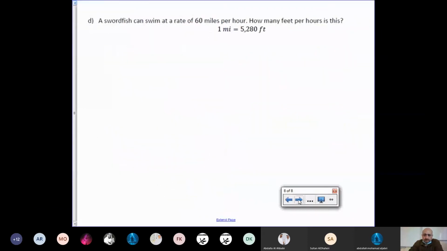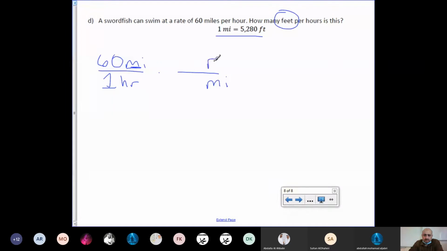Letter D. The swordfish can swim at a rate of 60 miles per hour. How many feet per hour is this? It gives us the conversion right here, but it is in your chart. We are changing from miles to feet. I need to get rid of miles, and it's in the numerator, so I'm going to put miles in the denominator and feet in the numerator. There are 5,280 feet in 1 mile. The miles cancel, and now we multiply.